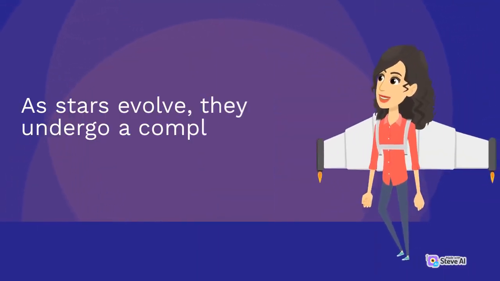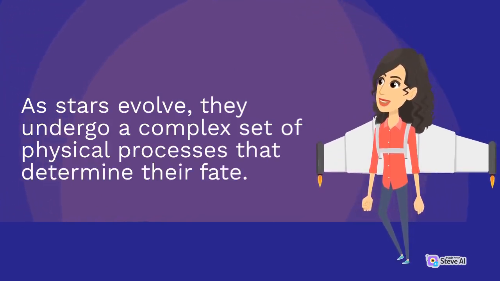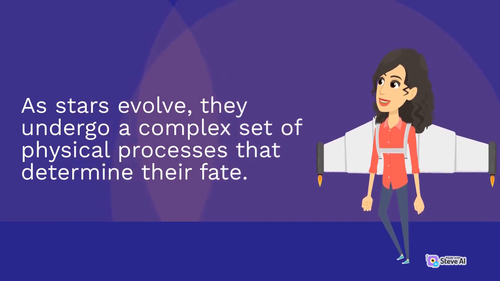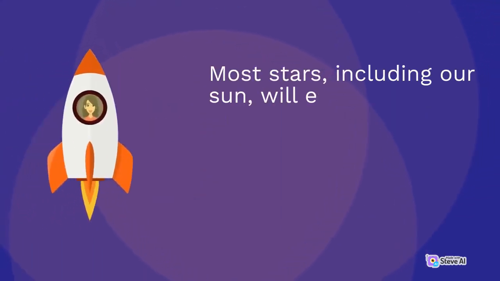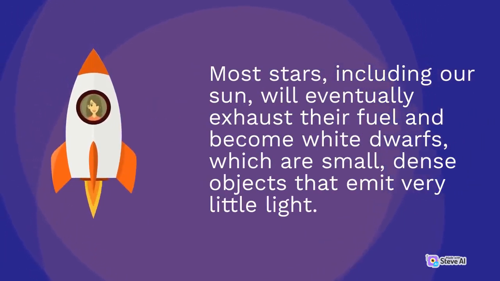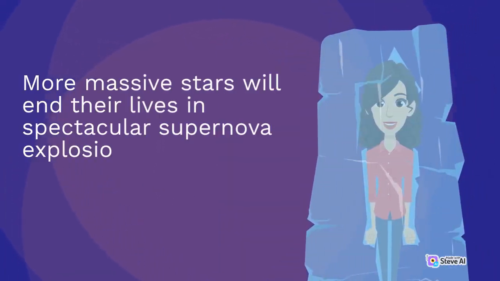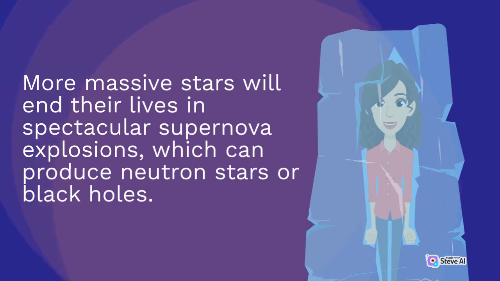As stars evolve, they undergo a complex set of physical processes that determine their fate. Most stars, including our Sun, will eventually exhaust their fuel and become white dwarfs, which are small, dense objects that emit very little light. More massive stars will end their lives in spectacular supernova explosions, which can produce neutron stars or black holes.